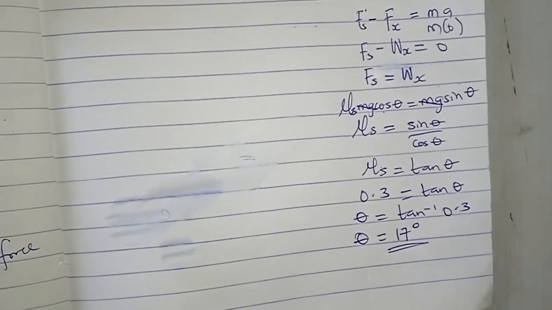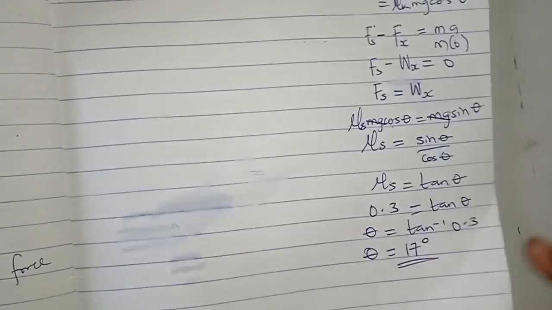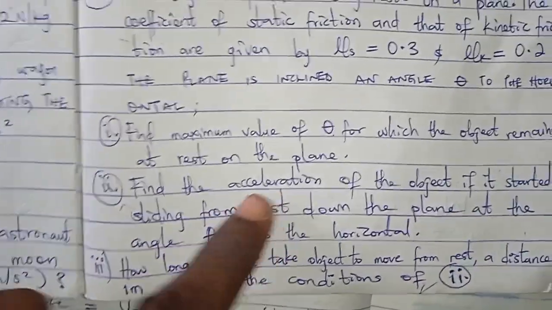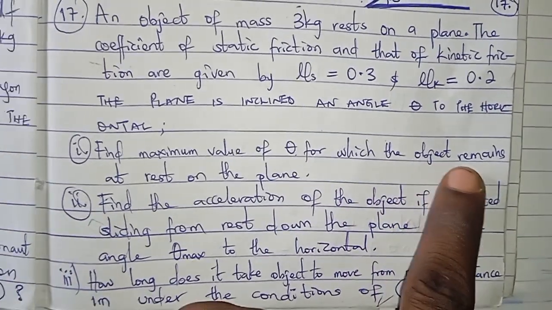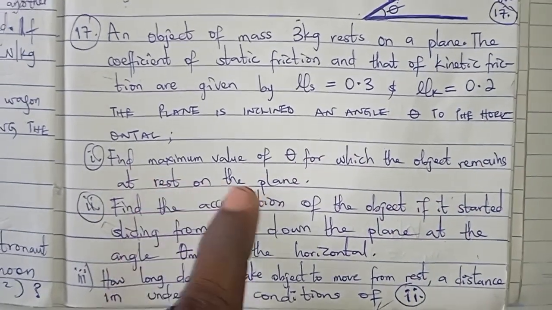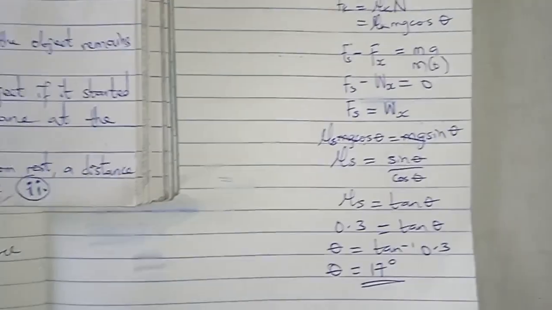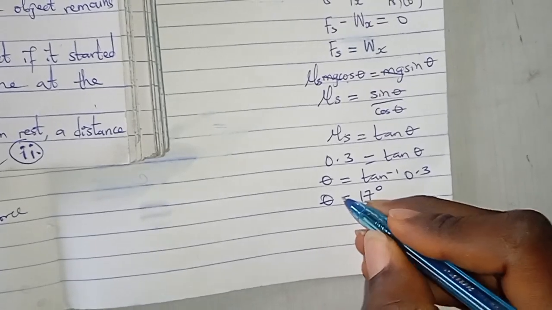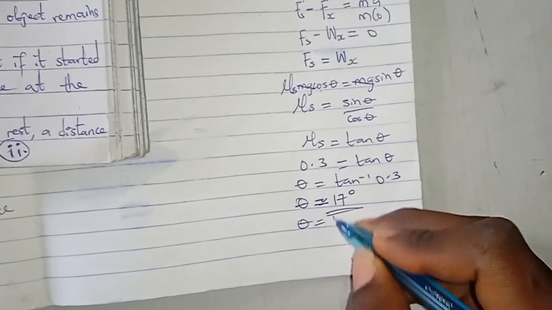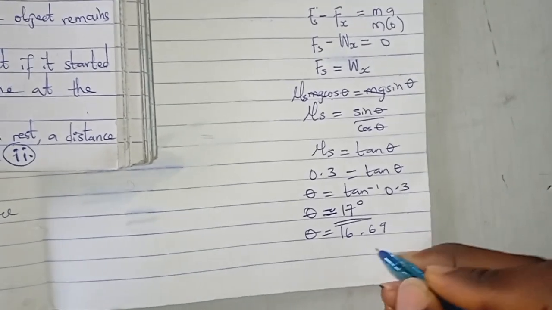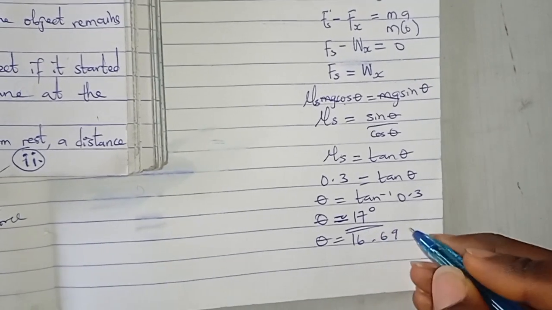Okay. So at rest, remember the question. They said find the maximum value of theta for which the object remains at rest on the plane. So doing that, we have 17 degrees. That is, we got theta to be 16.69, so approximately 17 degrees.